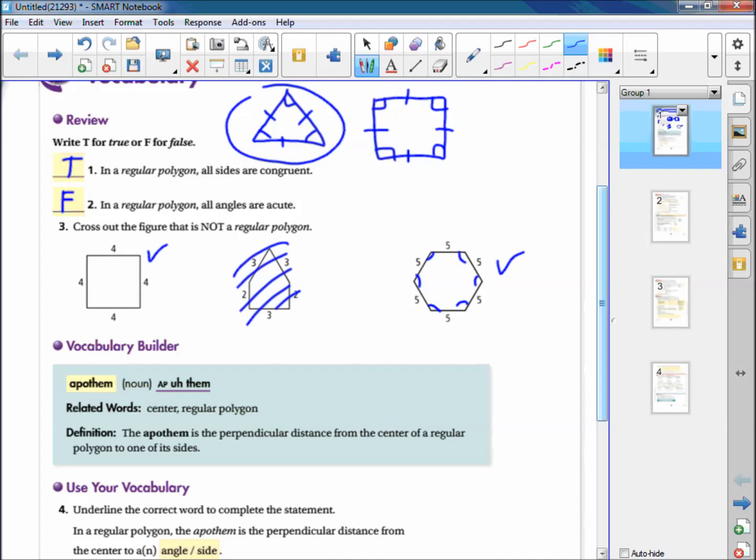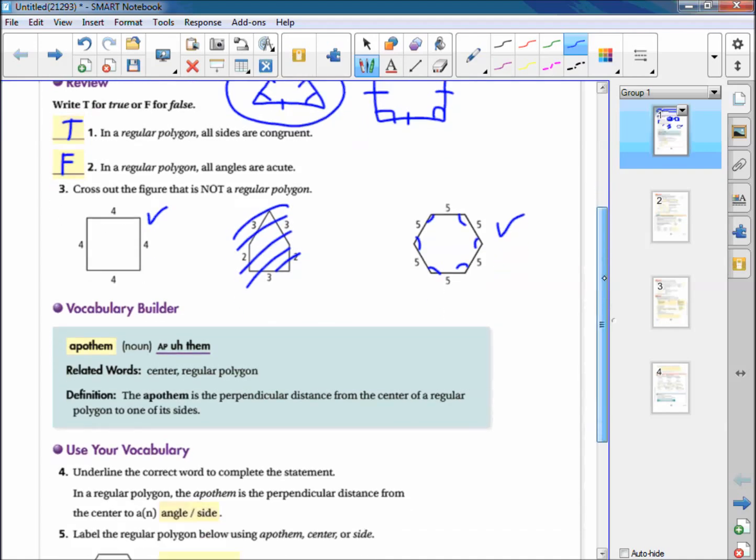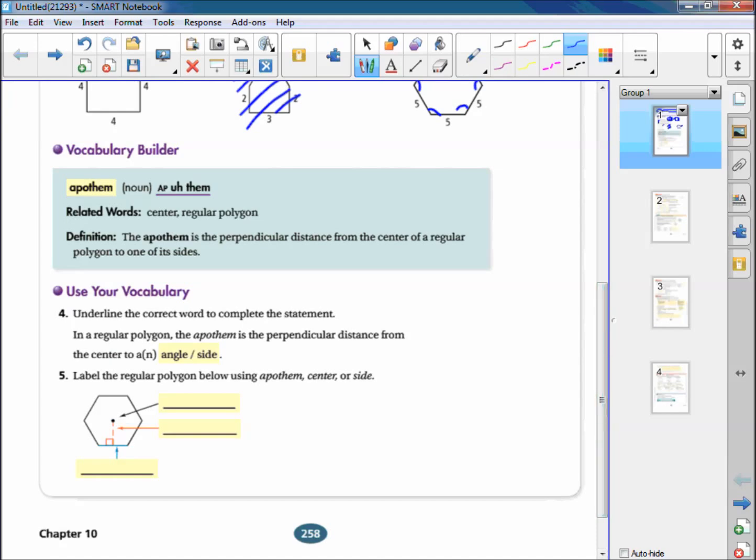We have a new word here. Apothem. An apothem is, with the center in a regular polygon, the perpendicular distance from the center of a regular polygon to one of its sides. So let's just take a look at a regular polygon that we know a lot about, a square. Here's the center of the square, and my apothem is going to be perpendicular to one of the sides. So like that piece right there.